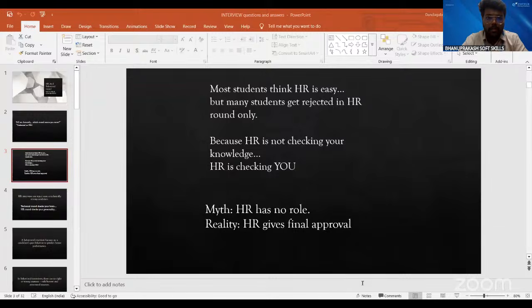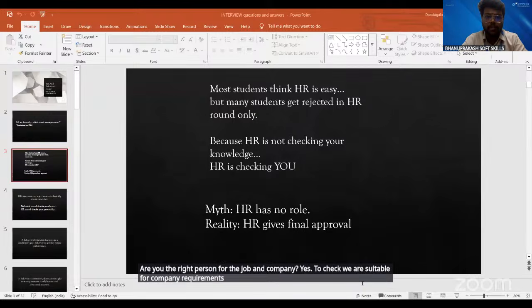Cultural fit, cultural goals. The HR round is conducted to check your communication, attitude, suitability. Are you the right person for the job and company? To check whether you are suitable for company requirements.